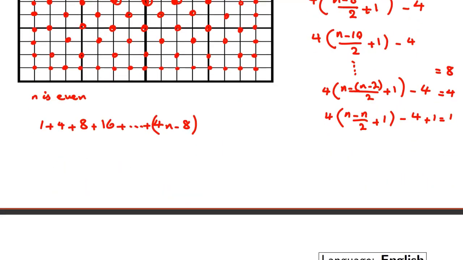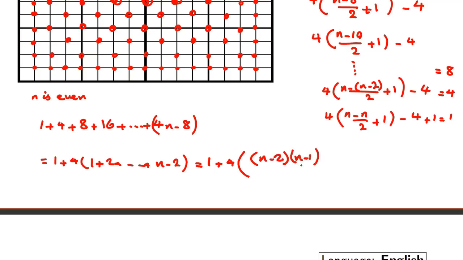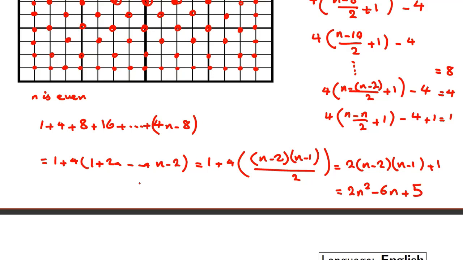The sum of multiples of 4 is 1 plus 4 times (1 plus 2 ... plus 2n minus 2). So it will be 1 plus 4 times (n minus 2) times (n minus 1) over 2, which is 2 times (n minus 2) times (n minus 1) plus 1. And it will be 2n squared minus 6n plus 5. Check: 2 times 2, 4, plus 1, 5. Okay? Now we've proved the answer when n is even is 2n squared minus 6n plus 5.